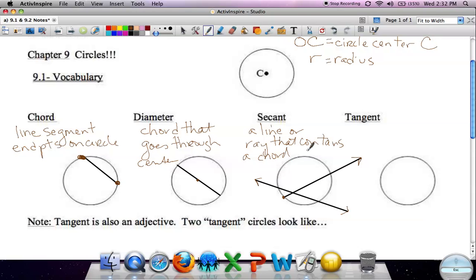Tangent. A tangent is a line that intersects a circle at exactly one point. It doesn't have to be a line, it could be a line segment. But basically, when it's tangent, it intersects a circle at exactly one point.